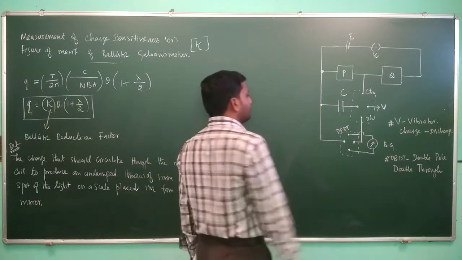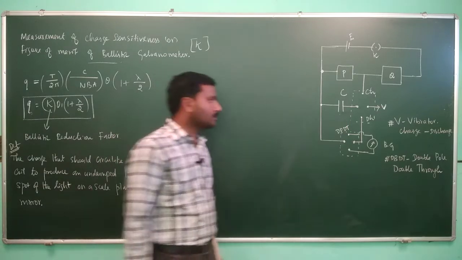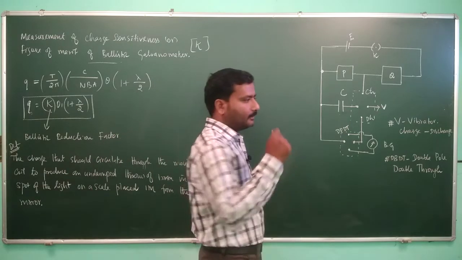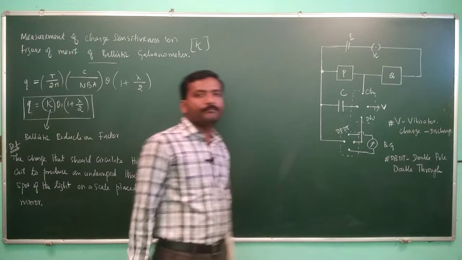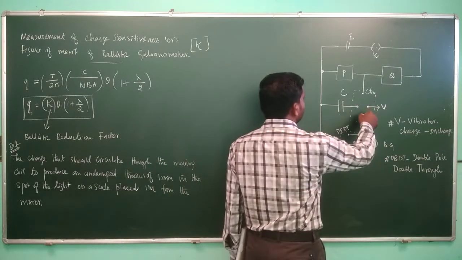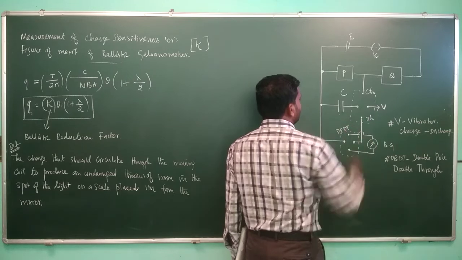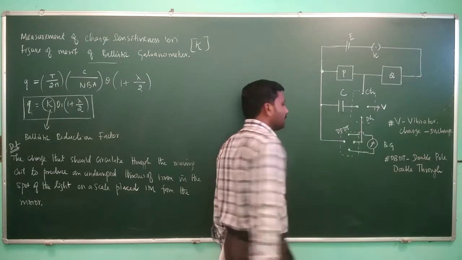So momentarily, the entire charge in the capacitor will discharge through the ballistic galvanometer. We will get a throw on one side. Now again we change the key from discharge to charge. What happens is the capacitor is again getting charged.